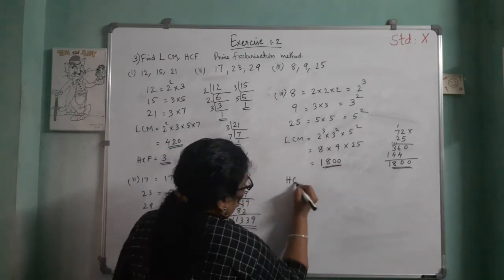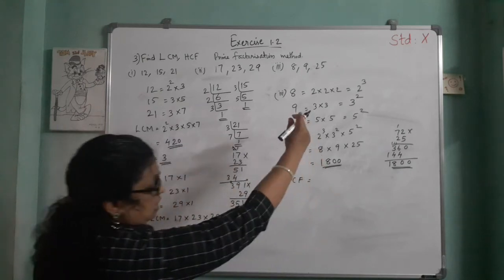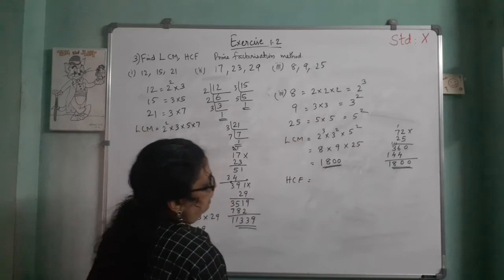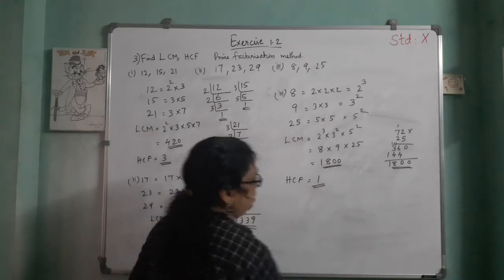Then HCF, the smallest power of each common factor. Here no common factor is there, so HCF is 1.